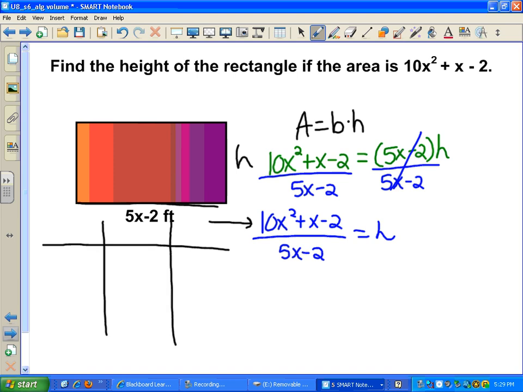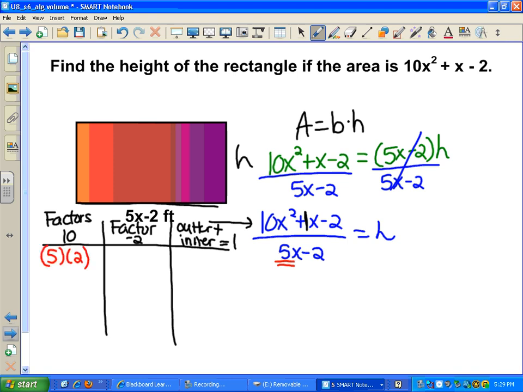I'm going to take the factors of the first, so factors of 10, and then factors of the last, which is negative 2. And then I'm going to take the outer plus the inner, and I should get a 1 because that's what's with x. So when I think of factors of 10, I have 1 and 10, and I have 2 and 5. I'm going to pick my 2 and the 5. The reason why is because in the denominator, I see that there's already a 5 there. So I'm going to take 5 times 2.